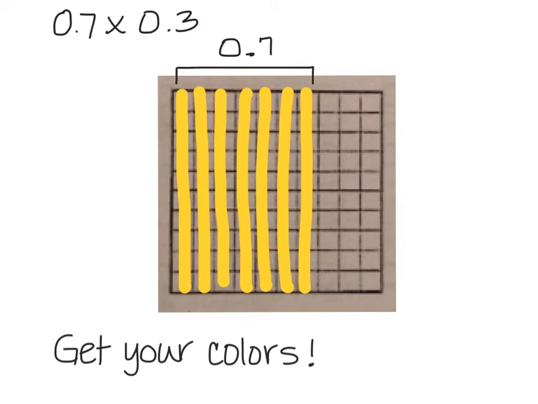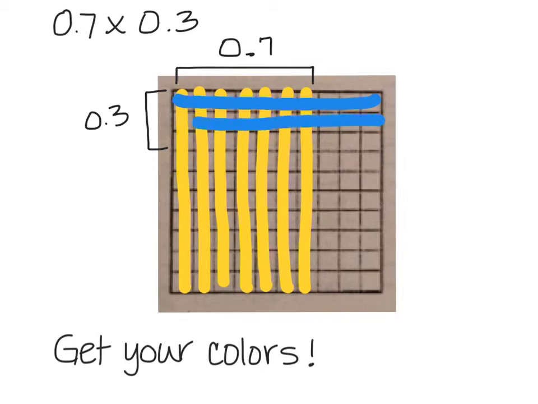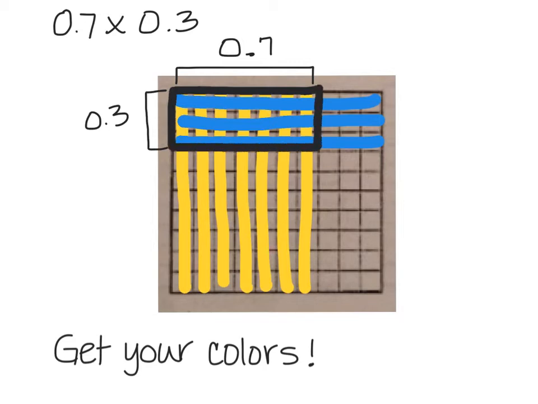Okay, now we're going to represent 3/10 of the grid with our other color. So 3/10 is our other factor. Okay, so 1, 2, 3. So our product, again, is the overlapping part, or the part where you can see both of the colors. That would be this part right here.